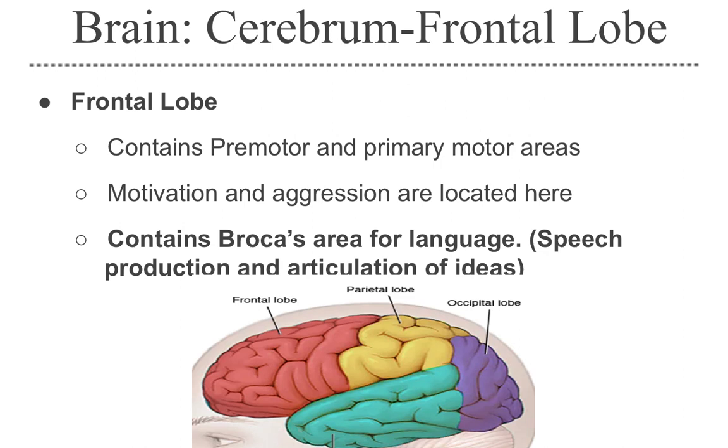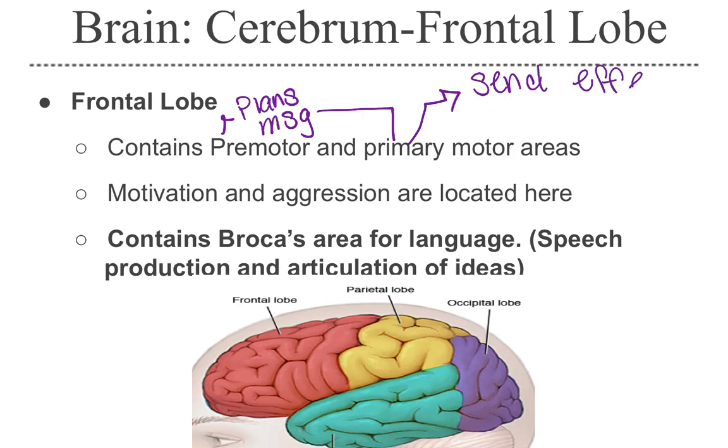So premotor in the frontal lobe plans the messages, and then that goes to the primary, and the primary sends efferent, so efferent exit messages, to the skeletal muscles. It's thought that motivation and aggression are located here. Also, the personality as well, and judgment.